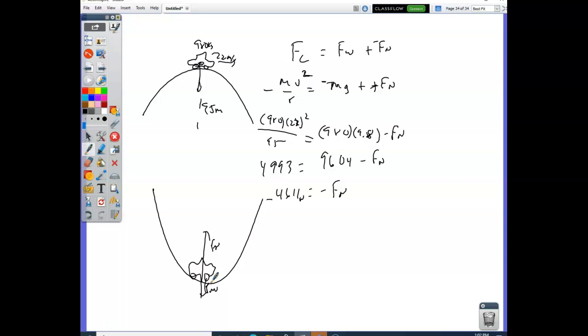So what would we do in your case? You would say centripetal force has to be downwards. So you would say negative mv squared over r equals, you would say weight's downwards, and you would say force normal is upwards. As long as you're consistent, it doesn't matter. I don't care which way you go.